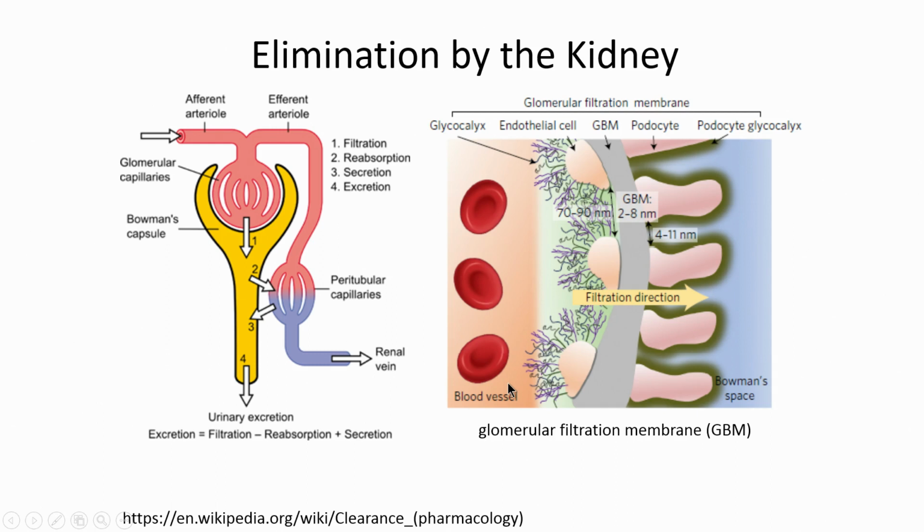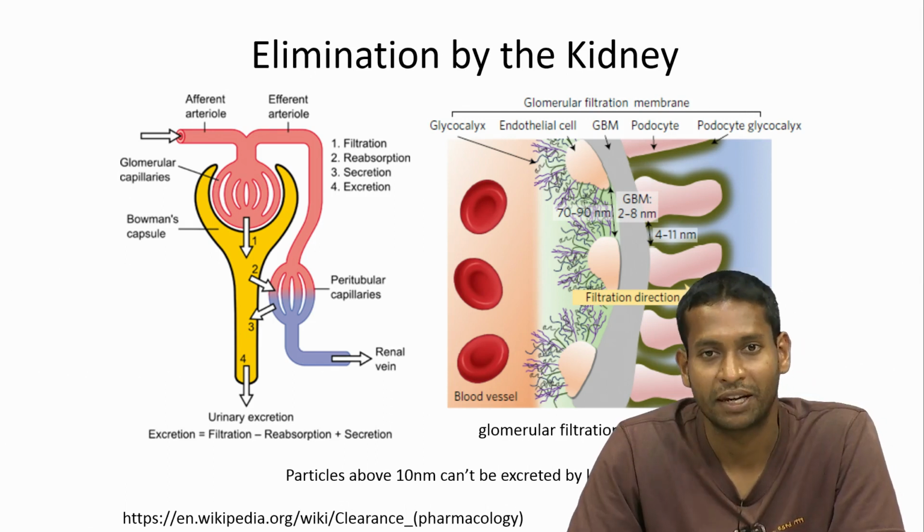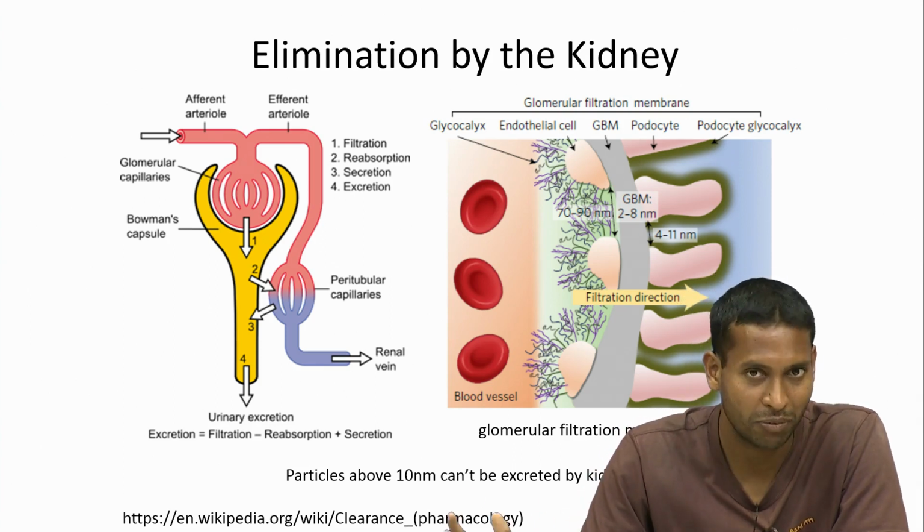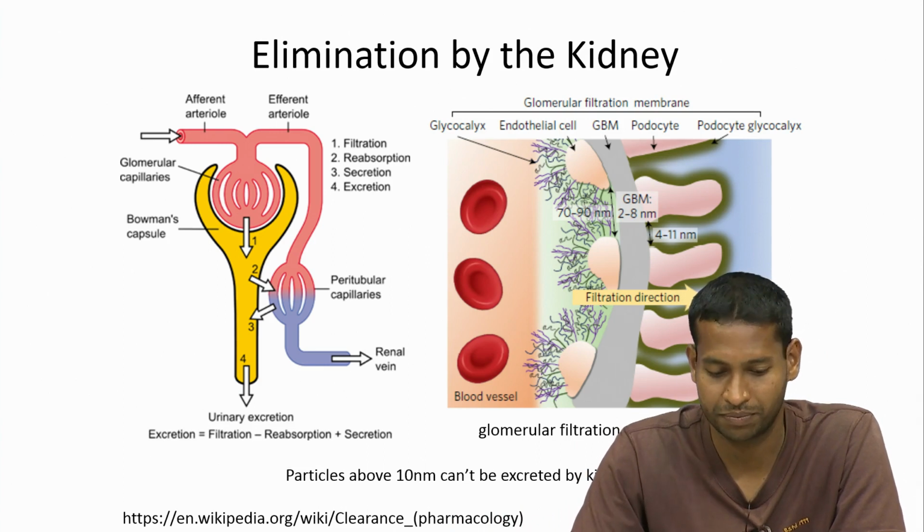So essentially the takeaway we can take from this is that particles that are above 10 nanometer cannot be excreted by kidney. So let us say if we want to eliminate the kidney excretion, what we would want to do is to make particles that are more than 10 nanometer in size, and those particles will then be entrapped and will not be able to pass through the kidney.